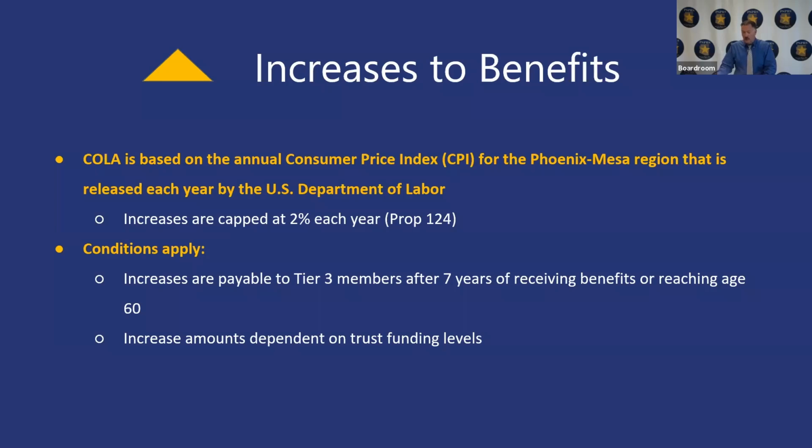As I mentioned earlier, increases as a part of Prop 124 that was voted upon by the taxpayers in the state of Arizona. There is an increase to Tier 3 benefits. It's COLA based on Consumer Price Index for the Phoenix Mesa region. Increases are capped at 2%. Increases are payable to a Tier 3 member after 7 years of receiving a benefit or reaching age 60. That increase is also dependent upon our funding levels. So there's a couple extra variables involved in determining those increases.